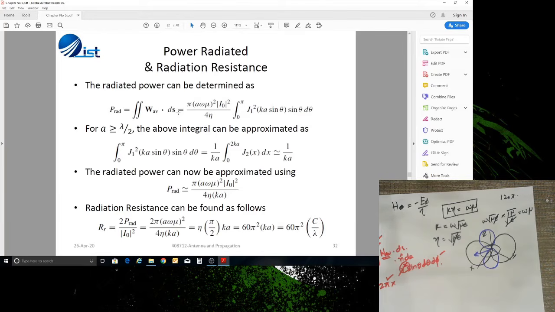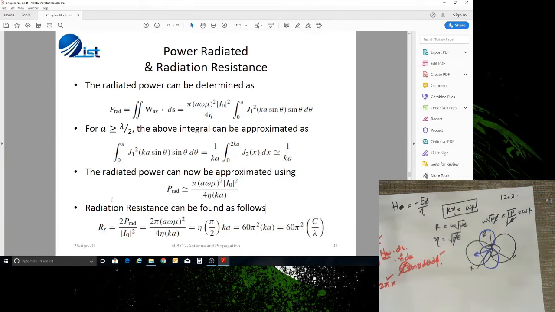Now this expression is also a function of a, which is the radius of the loop. So for a greater than lambda by 2, or 0.5 lambda, this upper integral can be approximated as 1 over ka. This approximation is only valid if a is greater than or equal to lambda by 2. So you substitute this value in this integral, and the P radiated expression comes out to be this expression over here.